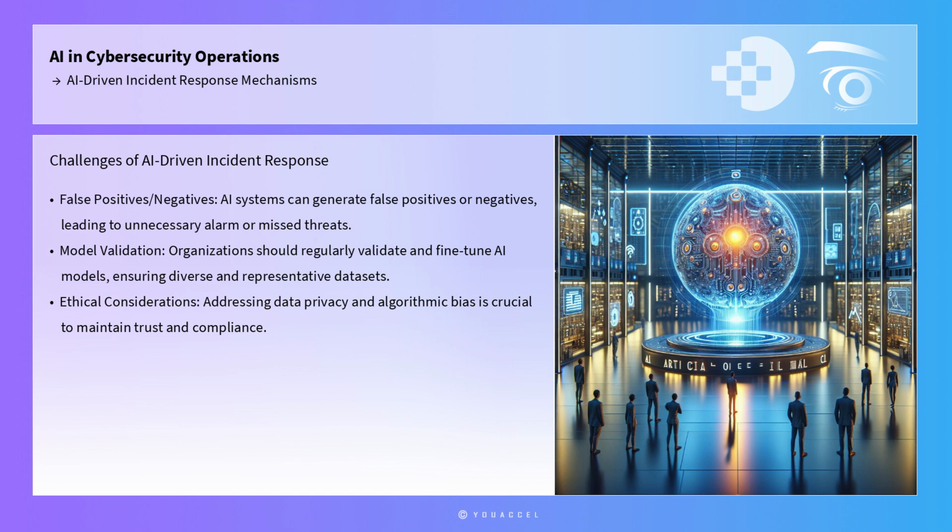Despite the advantages, implementing AI-driven incident response comes with challenges. One notable concern is the potential for AI systems to generate false positives or negatives, which can lead to either unnecessary alarm or missed threats. To mitigate this, organizations should regularly validate and fine-tune their AI models, ensuring they are trained on diverse and representative datasets. Additionally, the ethical considerations of deploying AI in cybersecurity operations, such as data privacy and algorithmic bias, must be addressed to maintain trust and compliance.